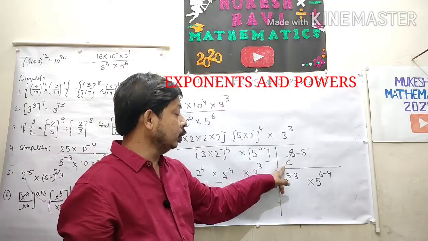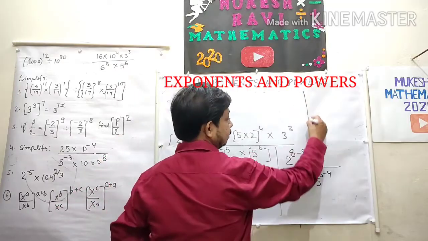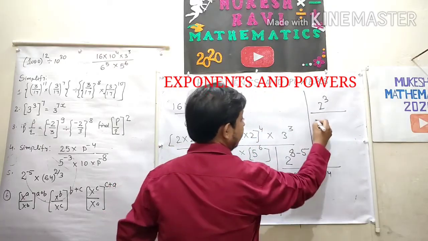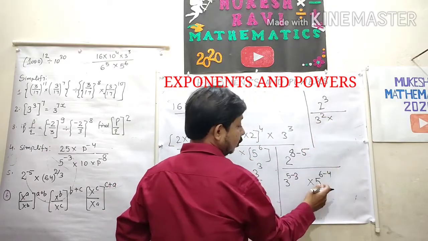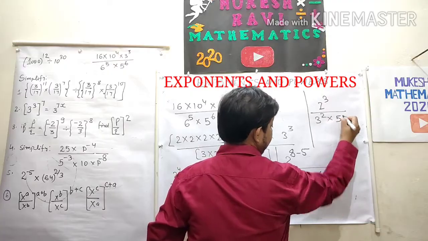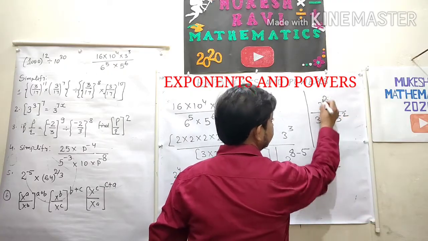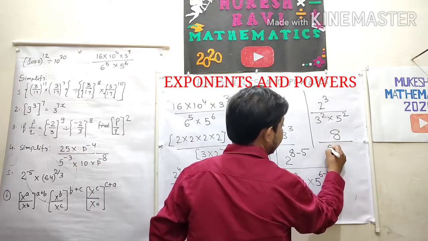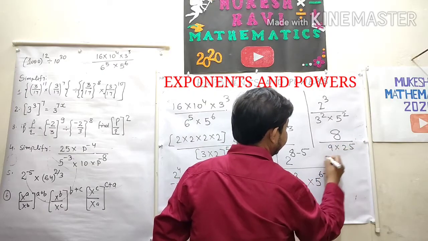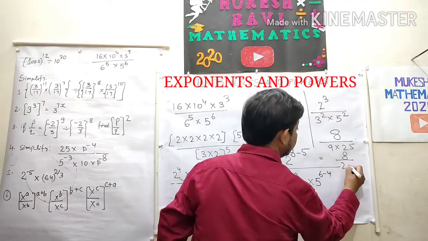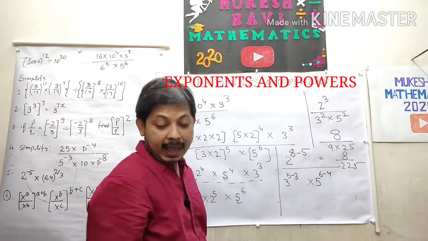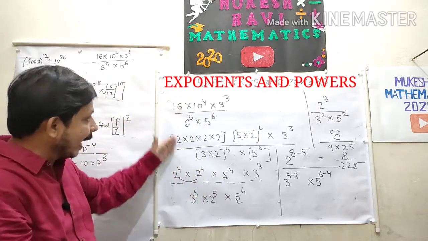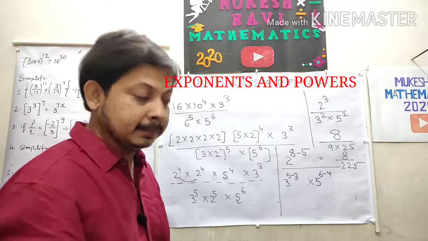Now what happened here? 2 to the power 3 divided by 3 to the power 2 into 5 to the power 6 minus 4, that is 5 to the power 2. So 2 into 2 into 2 is 8, and 3 3s are 9, multiplied by 25, that is 225. So 8 upon 225 is your answer. So you are going to calculate in like terms.